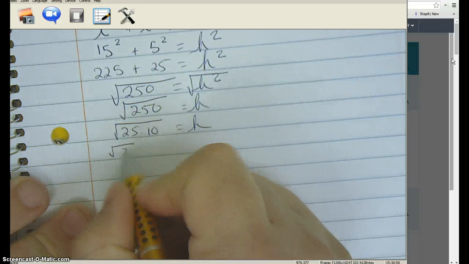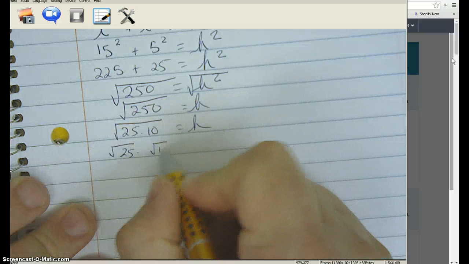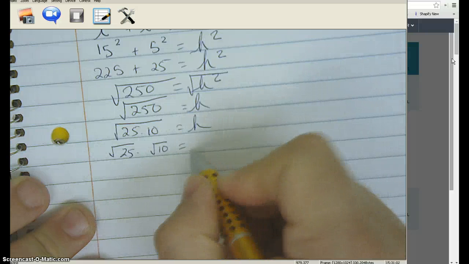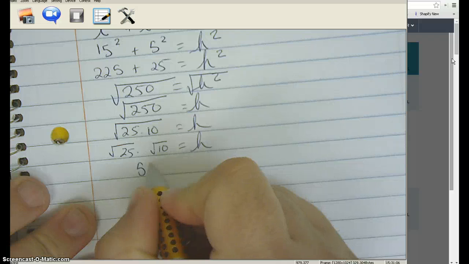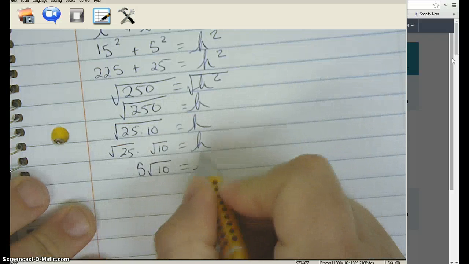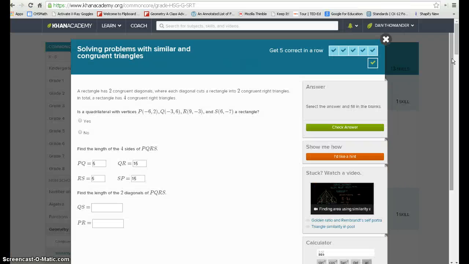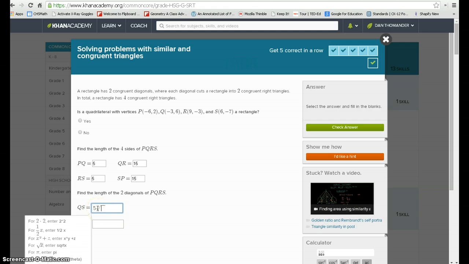The square root of 25 times the square root of 10, which is equal to... the square root of 25 is 5. So 5 root 10 is our hypotenuse. Let's see how they want us to put that in there. So square root 10 we're going to put. So we're going to go 5 square root 10. There we go. That's our correct answer.